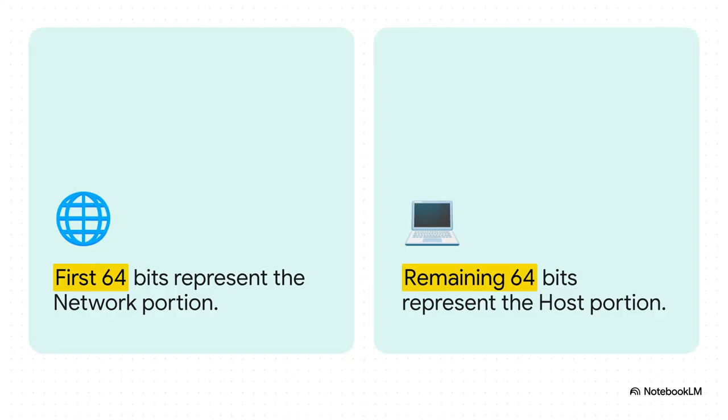IPv6 handles this division using something called prefix notation, and the most common structure is wonderfully symmetrical. It's the /64. So the first 64 bits strictly represent the network portion. You can think of that part as your specific neighborhood. Then the remaining 64 bits represent the host portion, and that's like your specific house inside that neighborhood. It splits it right down the middle.